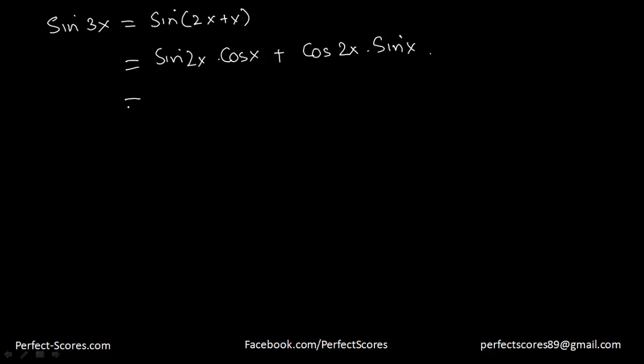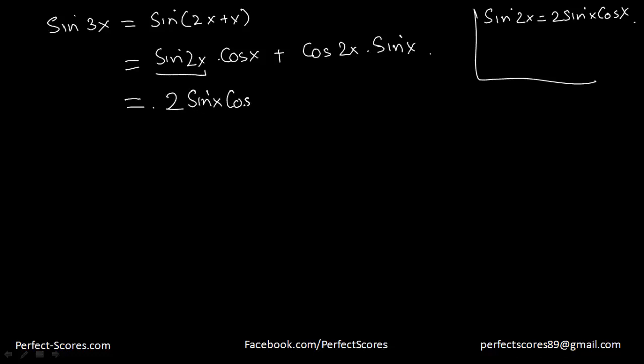So again, you already know what sine 2x is. Sine 2x is actually equal to 2 sine x cos x. So if we use that, sine 2x is going to be equal to 2 sine x cos x. So instead of this, I'm going to write 2 sine x cos x into cos x, which is going to be cos square x, plus cos 2x is something, again, we just found out.